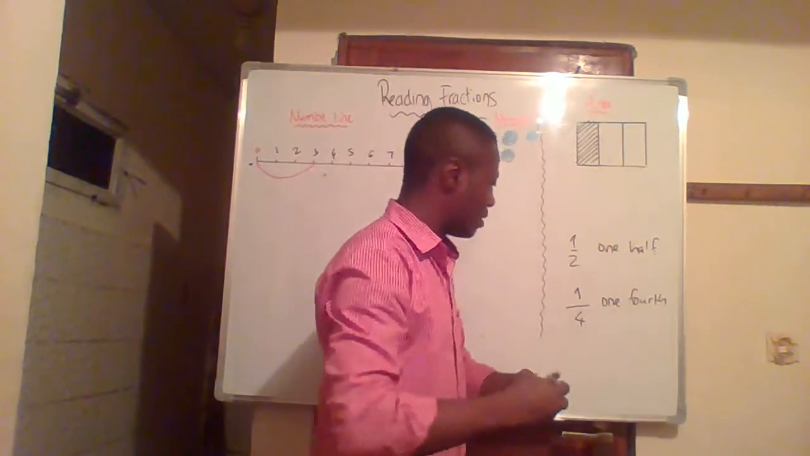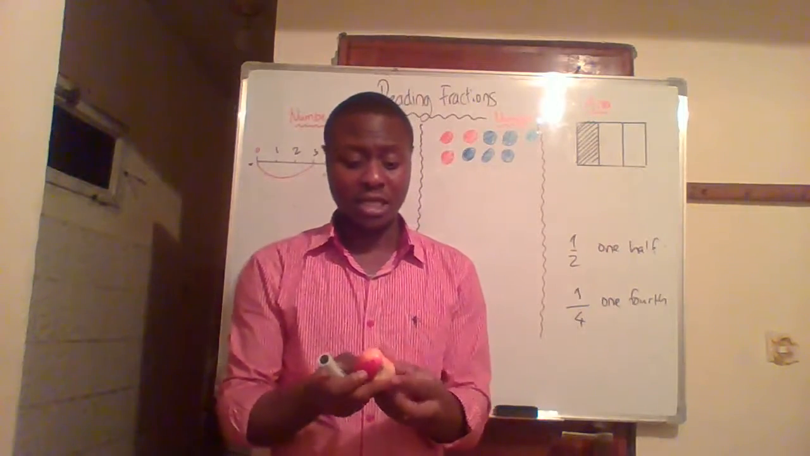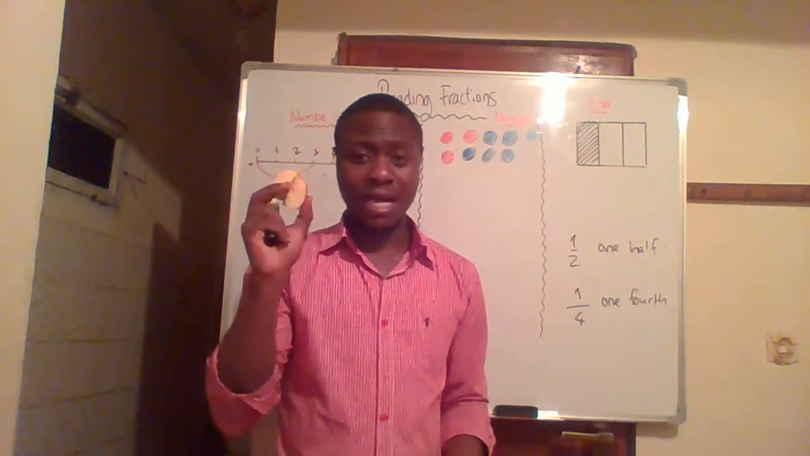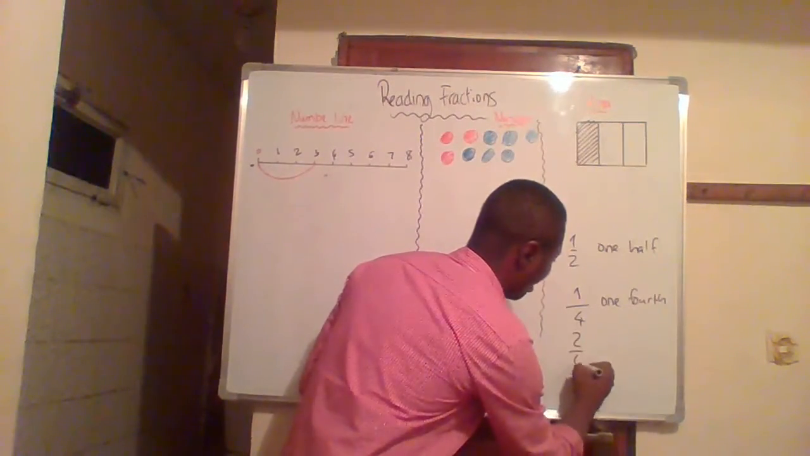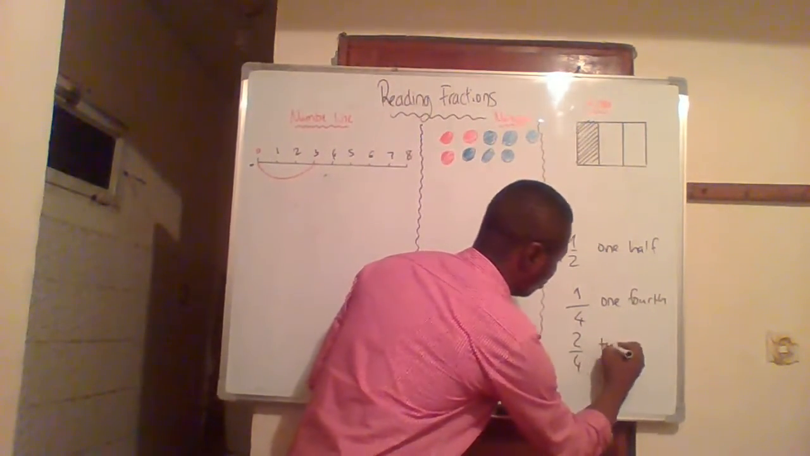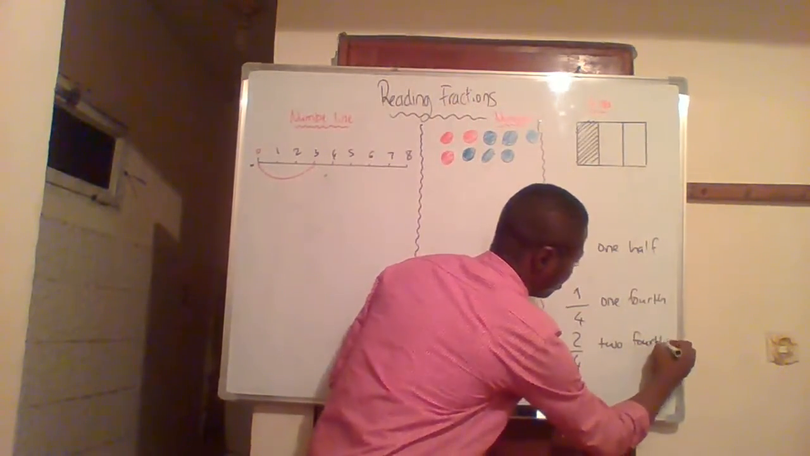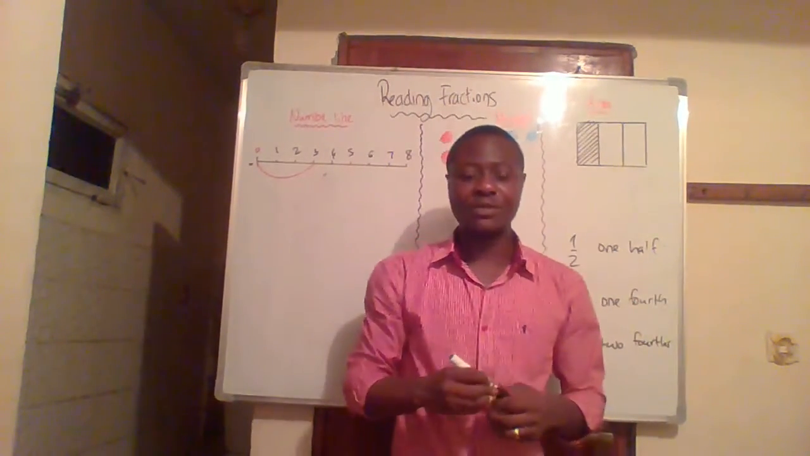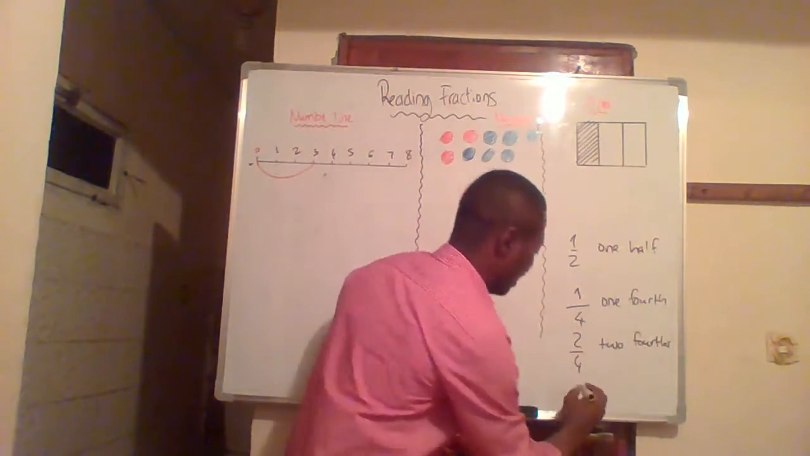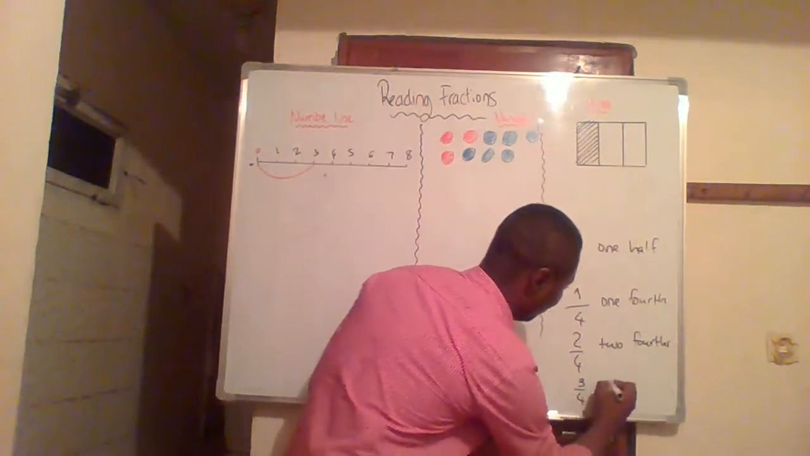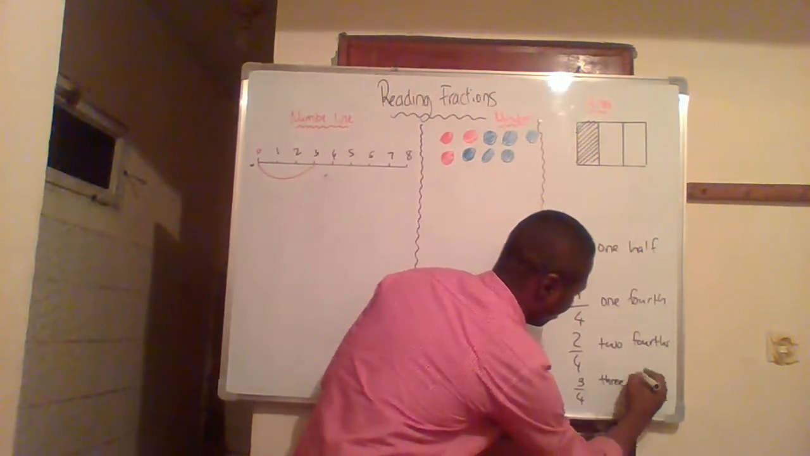What happens when I eat 2 parts? When I eat 2 parts, it's going to be 2 at the top. So I'm going to write 2 at the top and 4 at the bottom. This is 2/4. What happens when I eat 3 parts? If I eat 3 parts, it is 3/4.